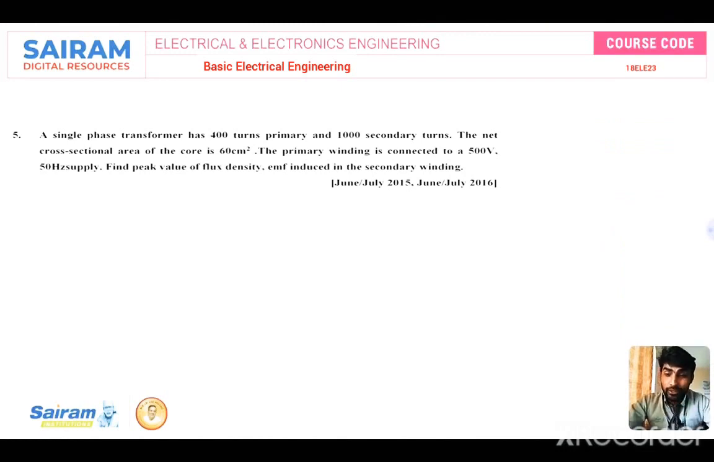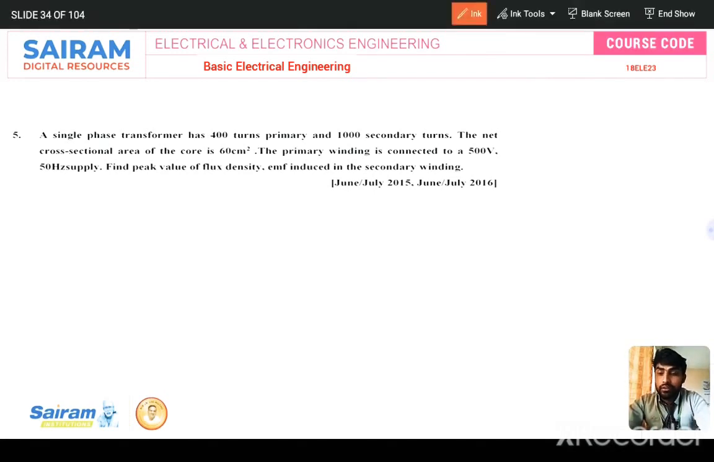So this is an examination problem, okay? A single phase transformer has 400 turns primary, N1 they have given 400, right? N1 is 400. And 1000 turns secondary, N2 is given 1000. Okay. And the net cross sectional area of the core is given 60 centimeter square. So I can write 60 into 10 raised to minus 4, right?